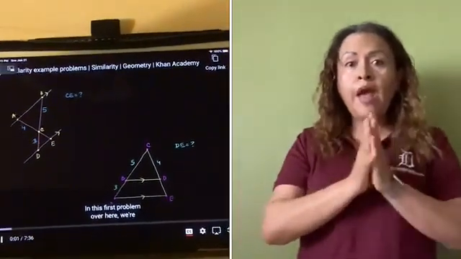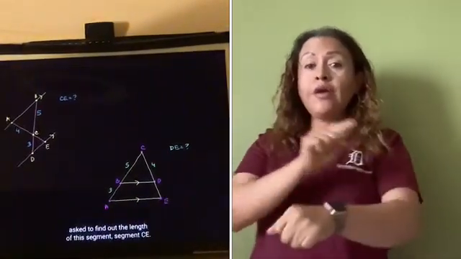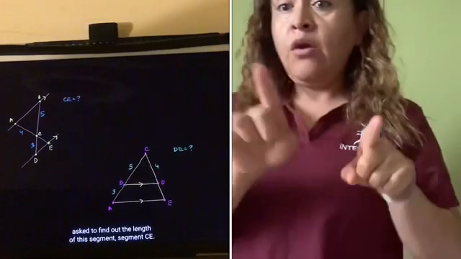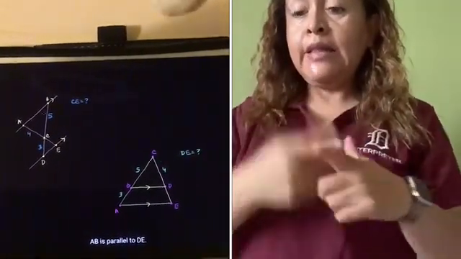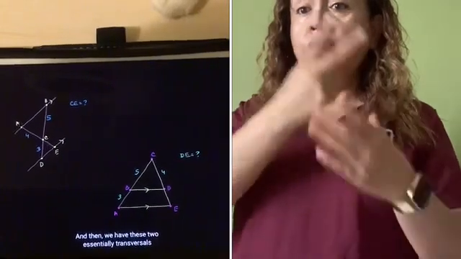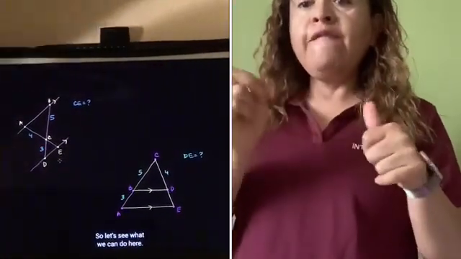First problem over here, we're asked to find the length of this segment CE, and we have these two parallel lines. AB is parallel to DE, and then we have these two essentially transversals that form these two triangles. So let's see what we can do here.